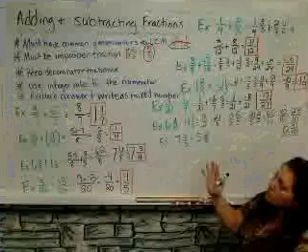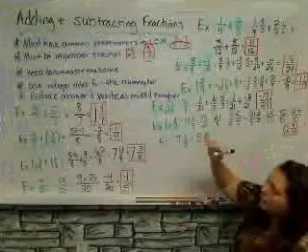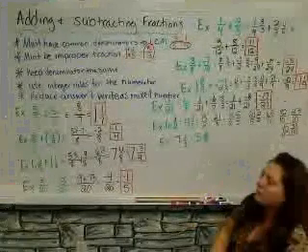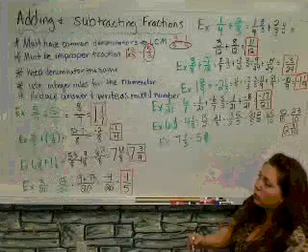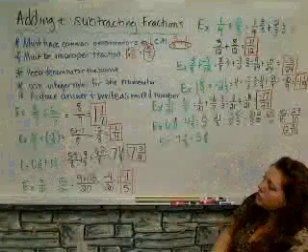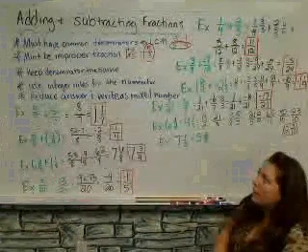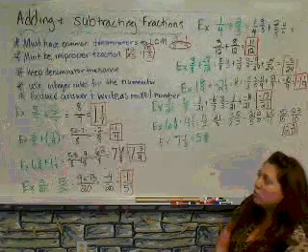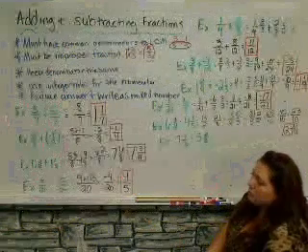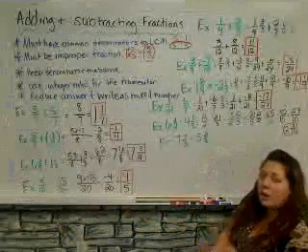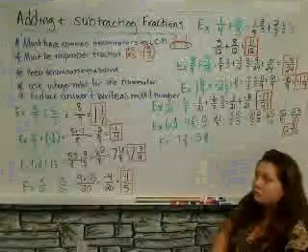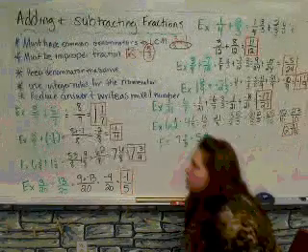And then the last piece of information, you've already kept your denominator the same. You've added the top or subtracted the top like normal. And then what you need to do is reduce your answer and write it as a mixed number. Okay? So we want our fraction to be as reduced as possible, and if it's improper, we want to write it as a mixed number. Alright? So let's start walking through these examples.